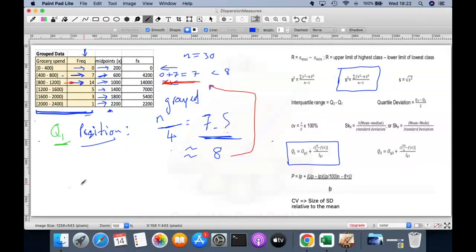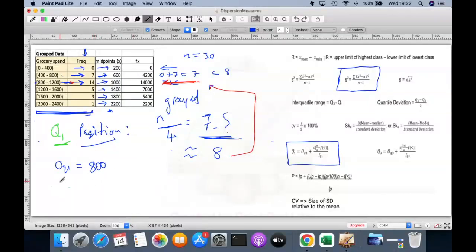Now, the first value in this equation, what I've blocked out there, is L subscript Q1. What that symbol means is the lower limit of this interval that we're talking about, which is here. So the lower limit is 800. You can see it here. The lower limit is 800. So I'm going to write that out.